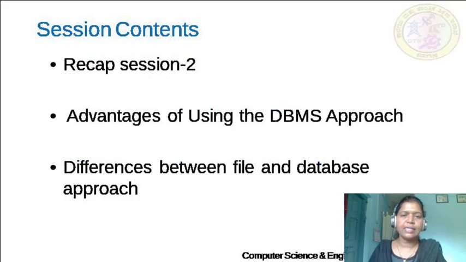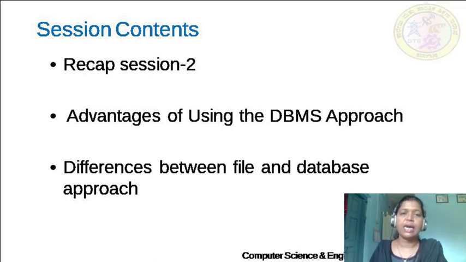So in this session we are going to start with the Session 2 recap, and along with that we are going to discuss the various advantages of using the database management approach, and we'll also discuss some of the differences between the file and database approach.